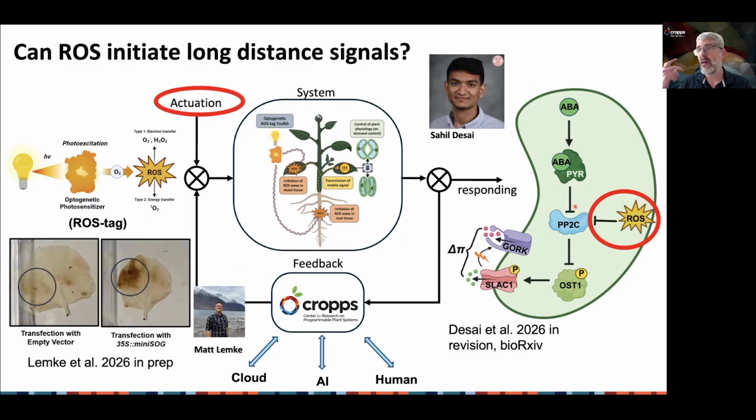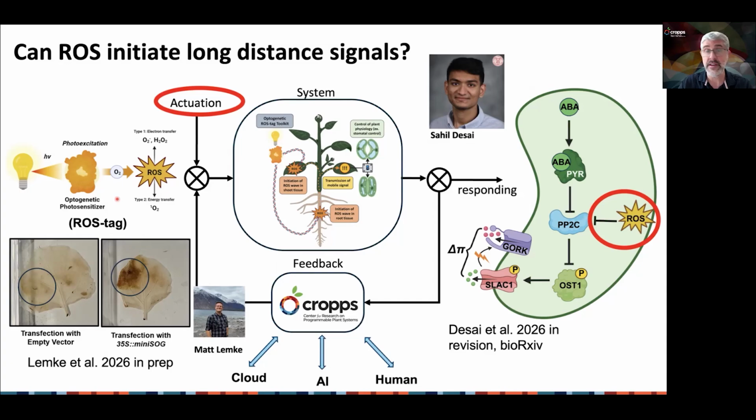Of course, adding hydrogen peroxide to roots is not necessarily feasible, particularly in an agronomic setting. So we have also generated optogenetic photosensitizer proteins that can be activated by monochromatic light to produce reactive oxygen species in a non-invasive way. So this is one type of optogenetic switch, if you will.